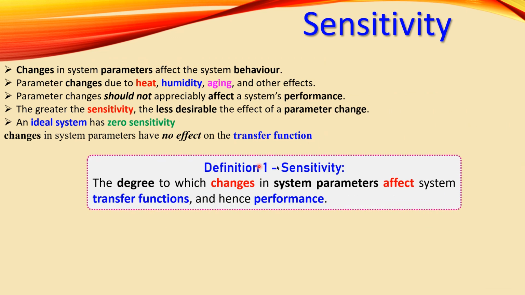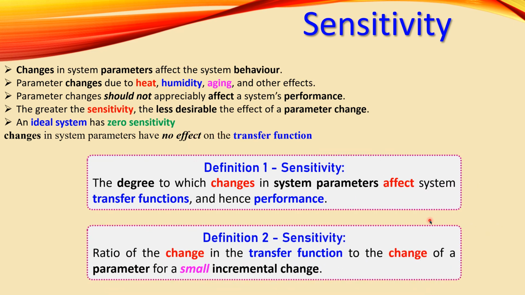So we actually talk about this in terms of transfer functions. So definition 1 of sensitivity: the degree to which changes in the system parameters affect system transfer functions and hence the performance. So that is how much there is an effect due to the change in your parameter. The second definition that is also used is the ratio of the change in your transfer function to the change of your parameter for a very small incremental change. It is not valid for huge changes. So if you go, for example, to a 200% change in your time constant, that is not the situation we're talking about. This is for small changes. So these two definitions are handy to use to understand the sensitivity.